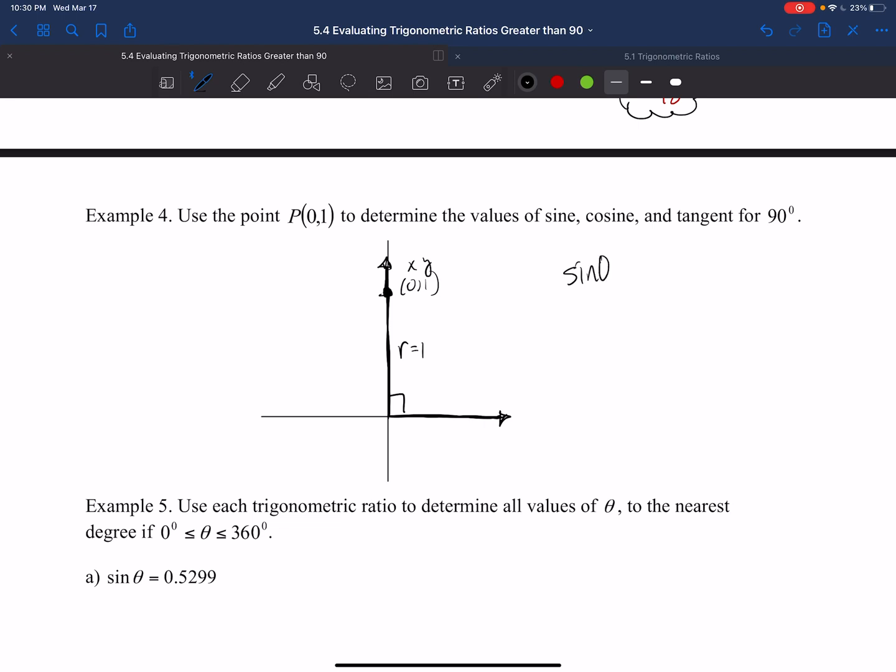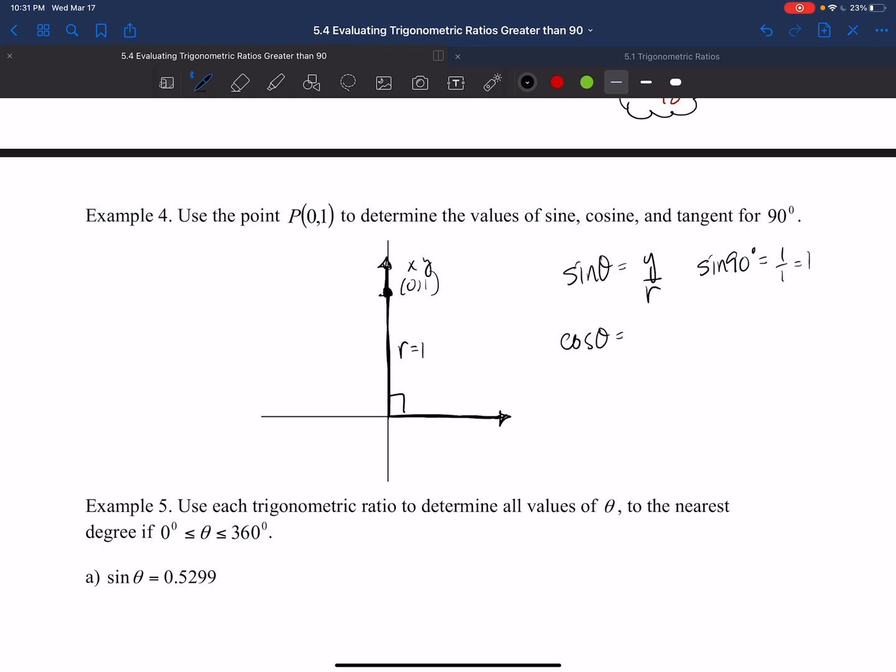So sine of theta was y over r. Right? We did that in the first lesson, or the first part of the lesson. So if sine is y over r, that means 1 over 1, which is 1. So the sine of, I should write 90 in there somewhere. Sine of 90 is 1 over 1, which is 1. So the sine of 90 is 1.